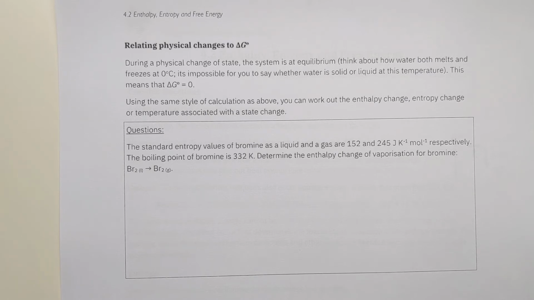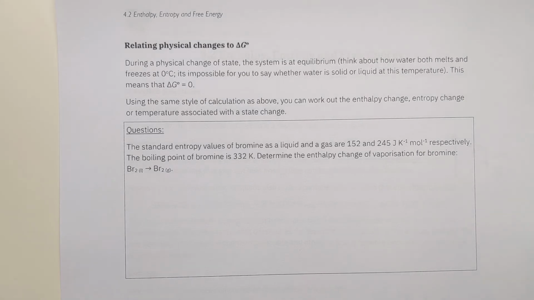So during the change of state, the system's at equilibrium. So that kind of means you're not really sure whether it's a solid, liquid or gas, depending on what temperature you're at. If you think about water at 0 degrees C, whether it's melting or freezing depends on the direction you're going. If you're cooling it down, it's freezing. If you're heating it up, it's melting. At exactly 0 degrees C, you can't really say whether it's melting or freezing. What we mean by that is it's actually at equilibrium. It's either going forward or backwards between solid or liquid.